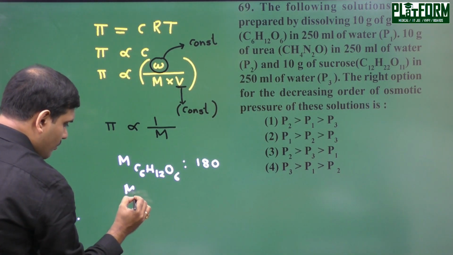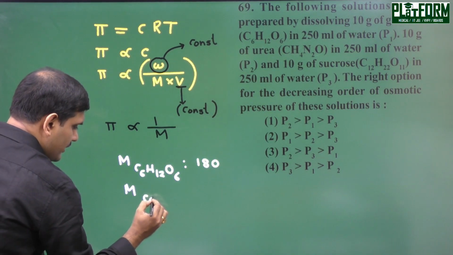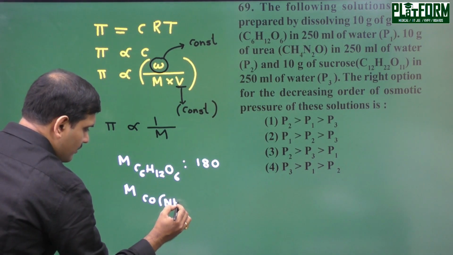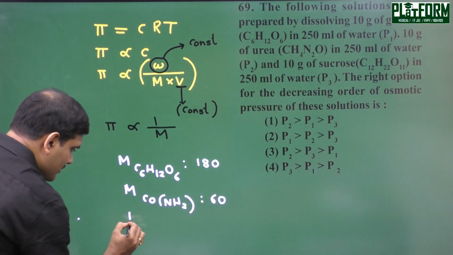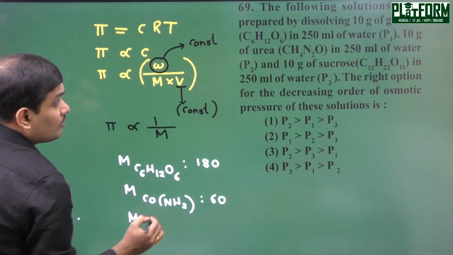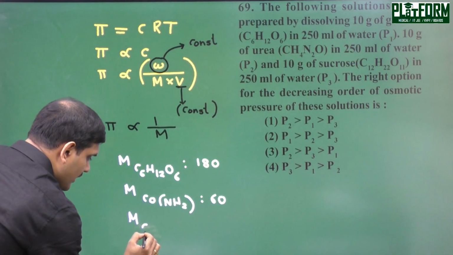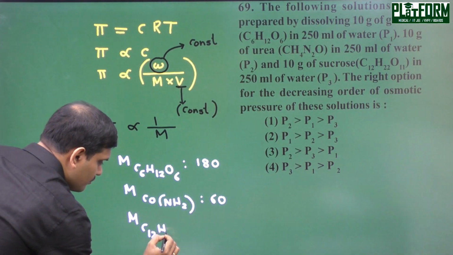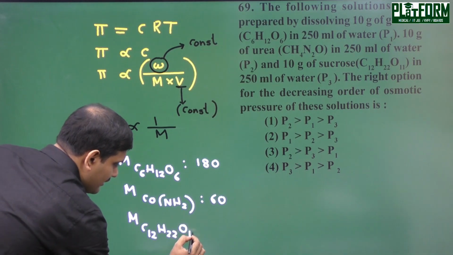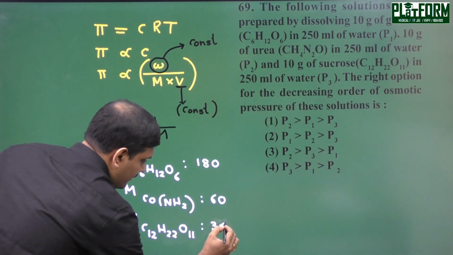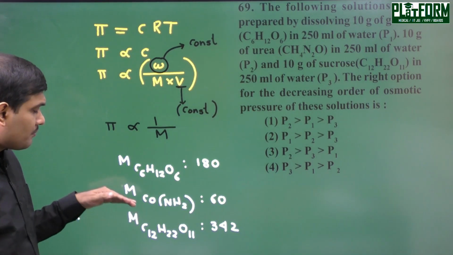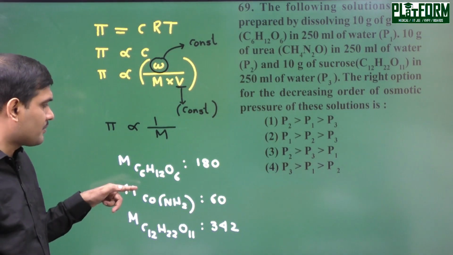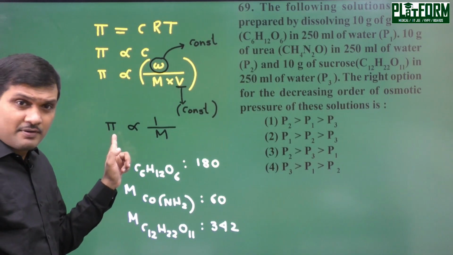Molar mass of urea, CONH2, is 60. Molar mass of sucrose, C12H22O11, I think it is 342. So definitely the compound which has the lower molar mass will have the higher pi value.